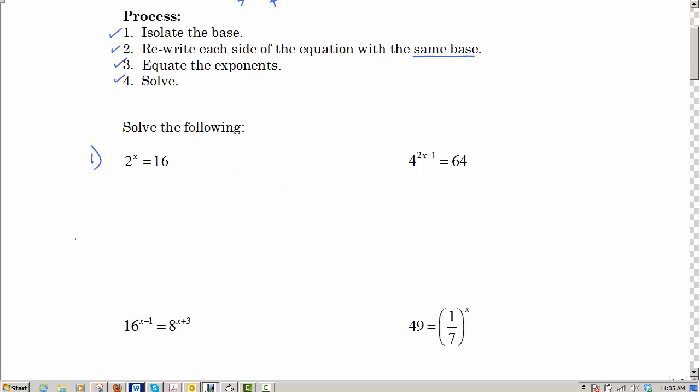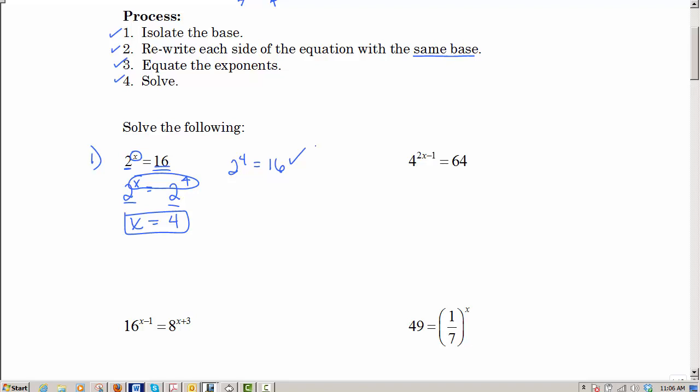So in this first example, we have 2 to the x is equal to 16. So we've isolated the base. The base is the one with the exponent. Then we want to rewrite each side of the equation with the same base. Meaning, how can I express 16 as 2 to a power? 2 raised to what power is 16? It's 4. Convince yourself that's correct. Now, because the bases are the same, the exponents are equal, and we have solved. So 2 to the 4th power is equal to 16.